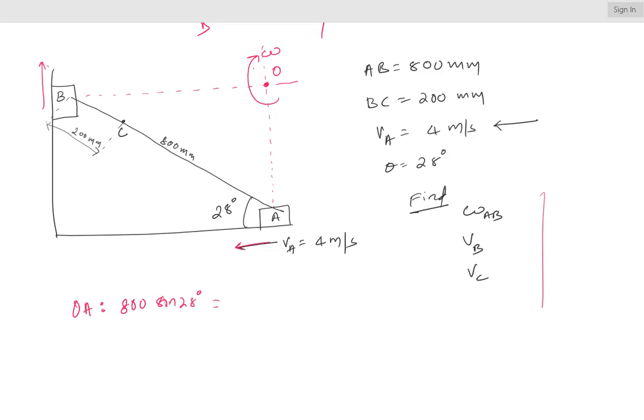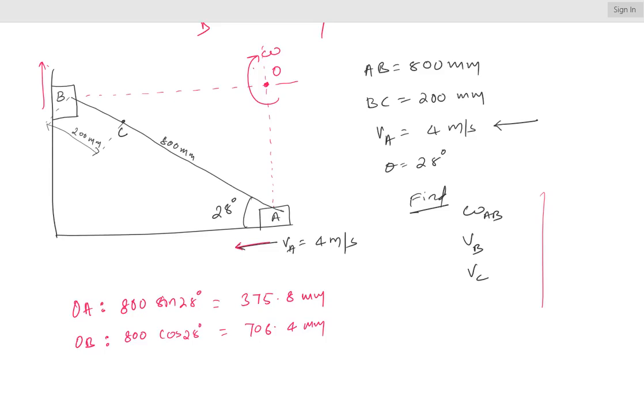So that's equal to 375.8 millimeters. Okay. OB is 800 cosine 28 degrees, so that comes to 706.4 millimeters. Okay, now let's find the distance of C, because we also need to find VC, so we also need the distance of C from O.